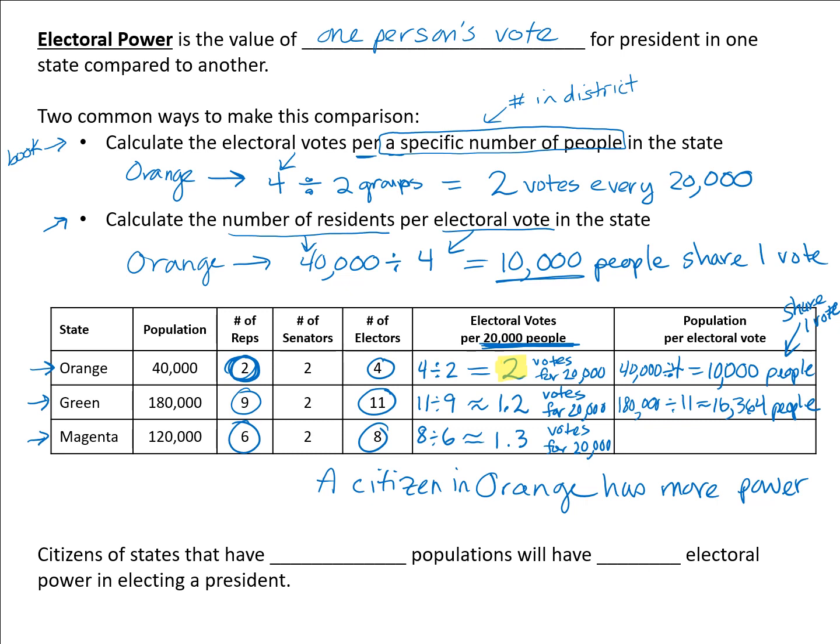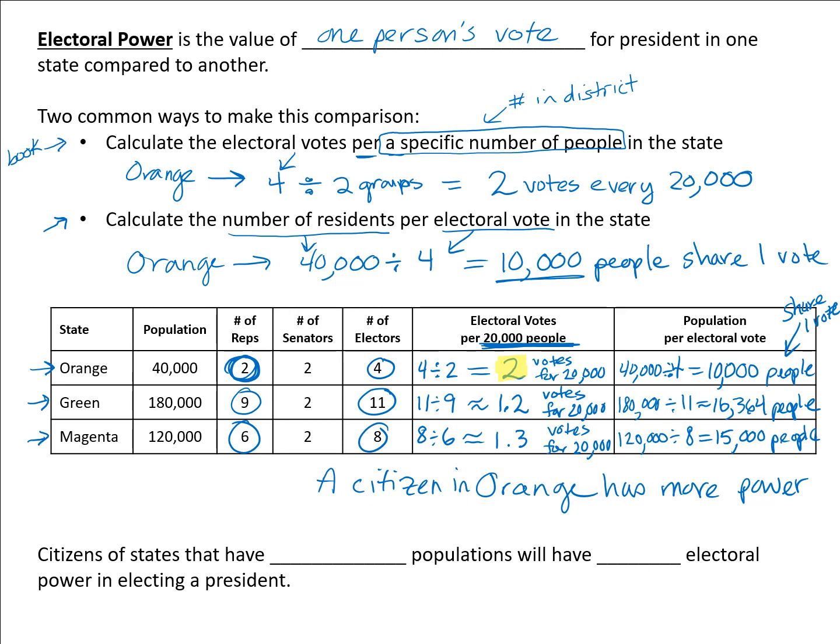That means each of those people has a little less power, okay? Little less power compared to the state of Orange because they're having to share a single vote. 16,000 people share a single vote, whereas in Orange, only 10,000 people share a single vote. And you can continue this with Magenta. 120,000 divided by 8 electoral votes comes out to be 15,000 people sharing a single vote. So when you calculate it this way, what's actually better in terms of having more power is if you have a smaller number of people sharing a vote.